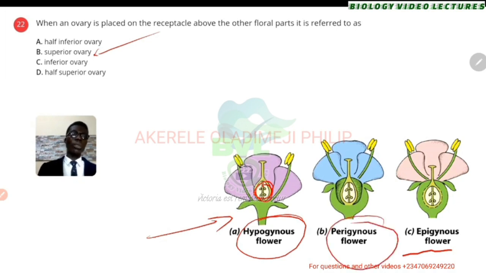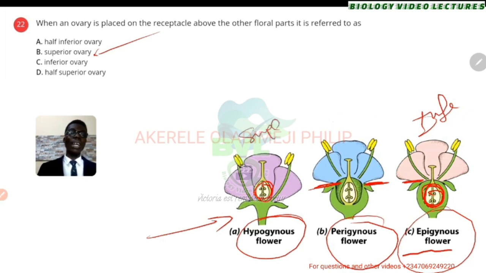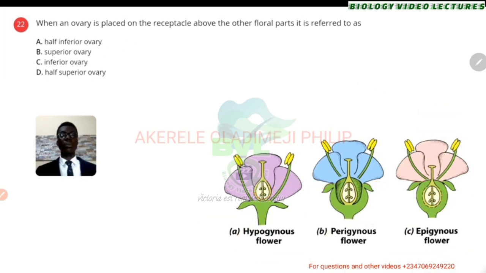While this is perigynous, which means that it's at the same level. While epigynous means that the ovary is inside like that, while the floral parts are above. So this one is going to have an inferior ovary. This is having a superior ovary. This is having a half inferior ovary. All right.